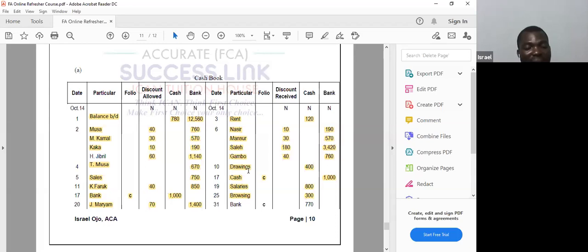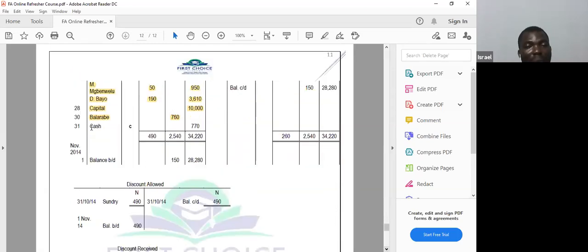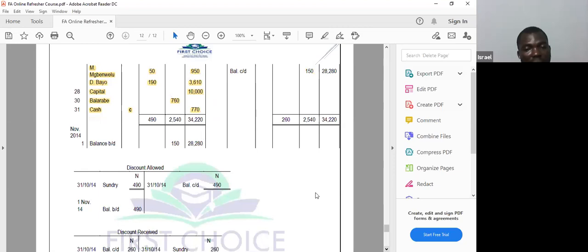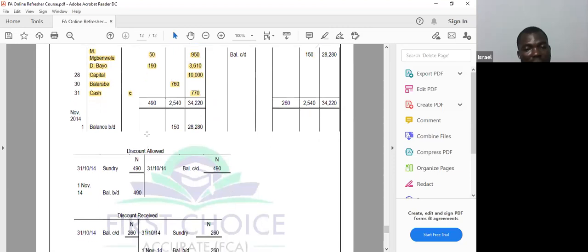So who is receiving it? Bank is the one receiving it. So when it's increasing, you debit such account. That's why we have cash under the bank column to be debited. Then the other second leg will now go to the cash, which is credit, because cash is the giver. So you are going to credit cash, then debit bank.